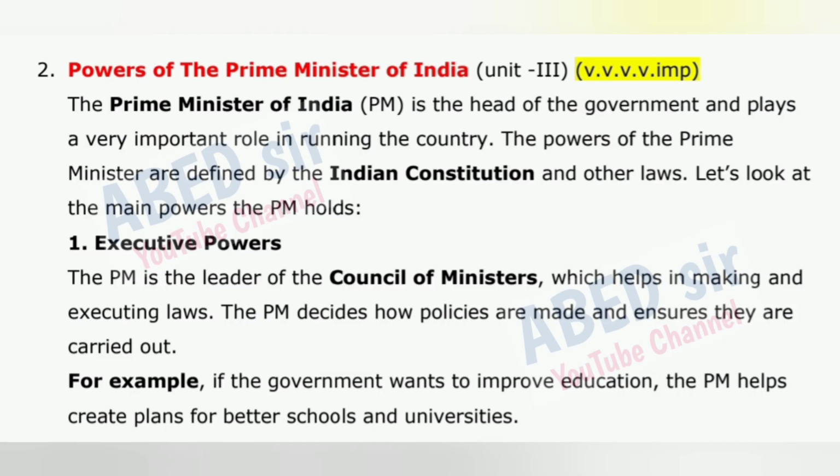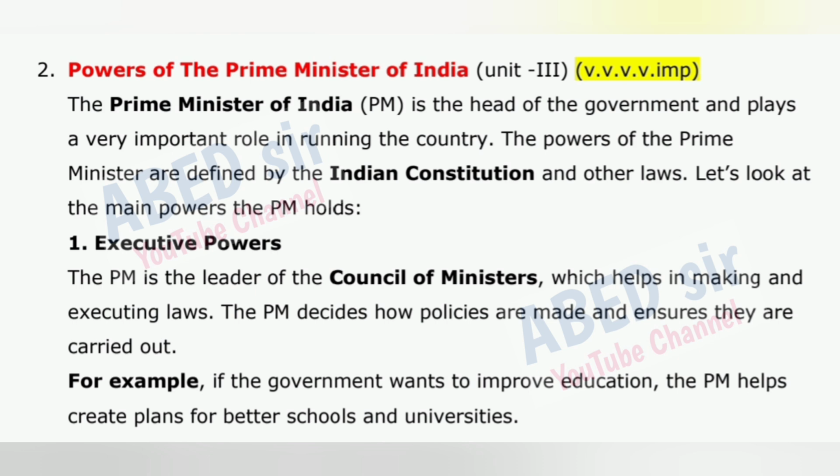Powers of the Prime Minister of India. The Prime Minister of India, PM, is the head of the government and plays a very important role in running the country. The powers of the Prime Minister are defined by the Indian Constitution and other laws. Let's look at the main powers the PM holds.